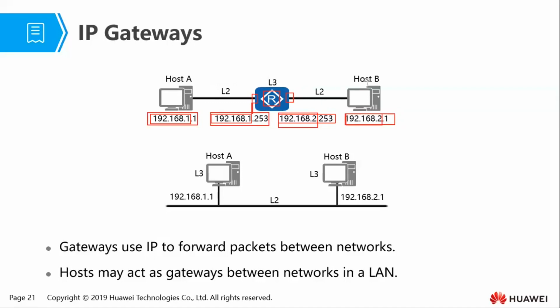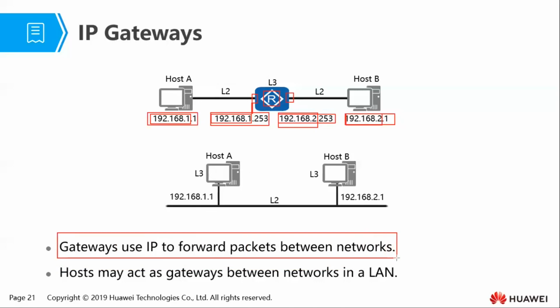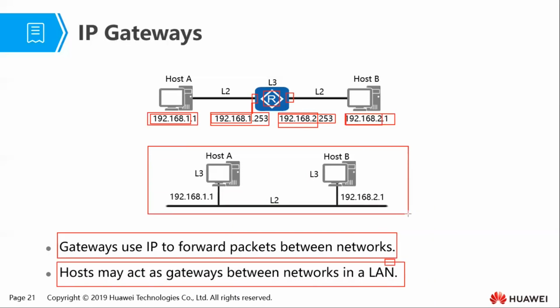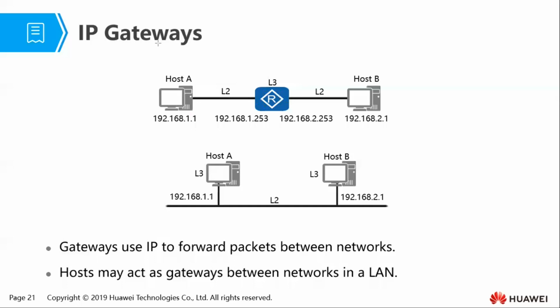So if host A wants to talk to host B, they'll have to send the packet to the gateway, then the gateway will deliver it to host B. So just like the middleman. So in fact, routers are commonly referred to as gateway routers. But a host can also act as a gateway between networks in a LAN. So in this illustration here, one of the hosts can act as the gateway and therefore deliver the packet to any of the other hosts that is on a different network. But commonly, routers are used for that particular purpose.